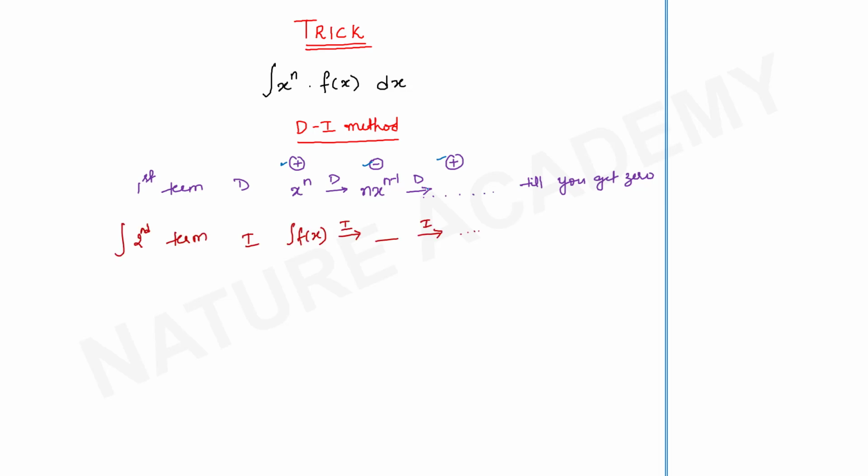Then again, I will take the second term and I will integrate it. I will go on integrating. I will stop integrating when the differentiation term becomes 0, because later on we are going to multiply this. So if I multiply, I will have a plus minus there. I will do this by an example so that you can understand easily.